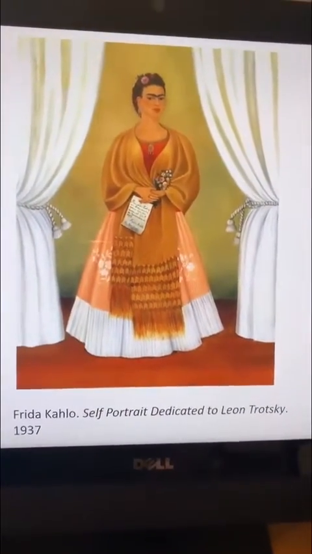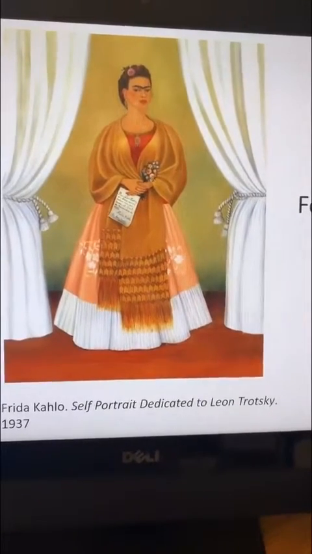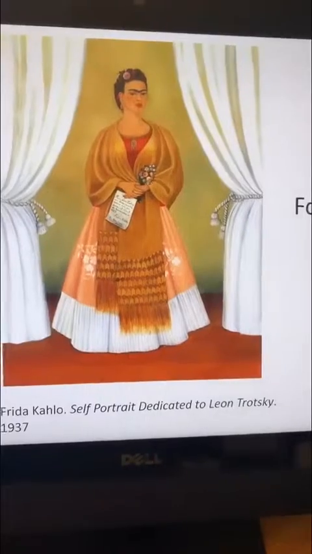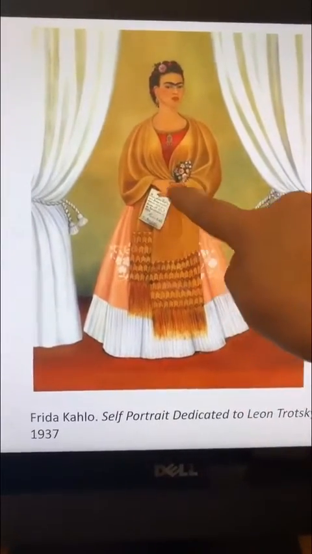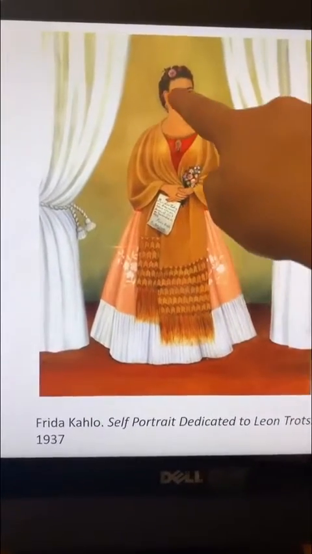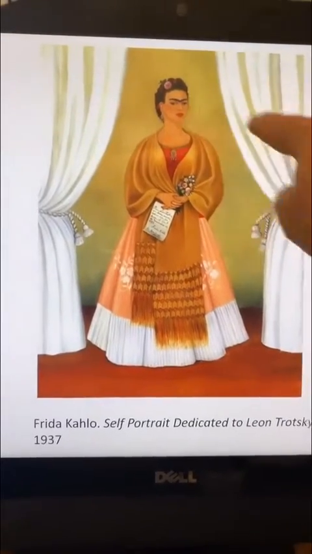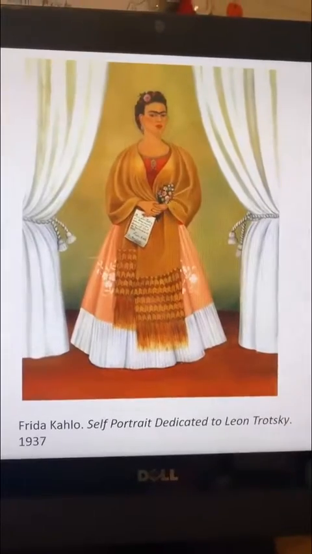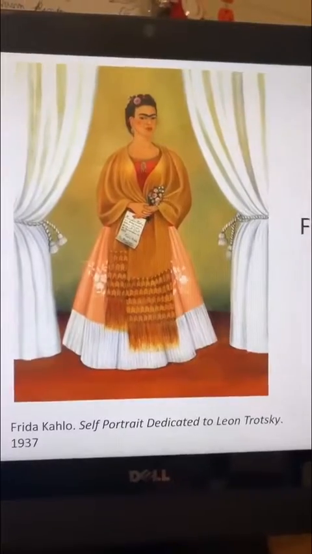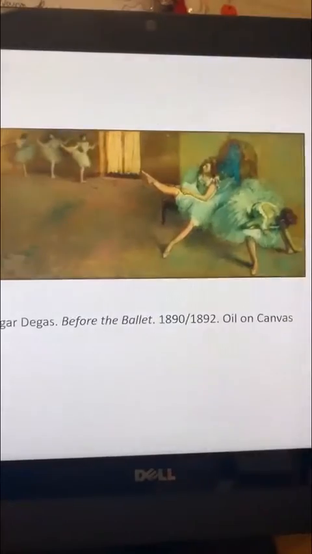This painting by Frida Kahlo is very close to symmetrical, but there's some details that make it not perfectly symmetrical. The letter in her hand, the flowers tucked under her arm, and the fact that her face is pointed this way. She's looking at us, but her chin is pointed away. So it's close to symmetrical, but those details make it informal instead.